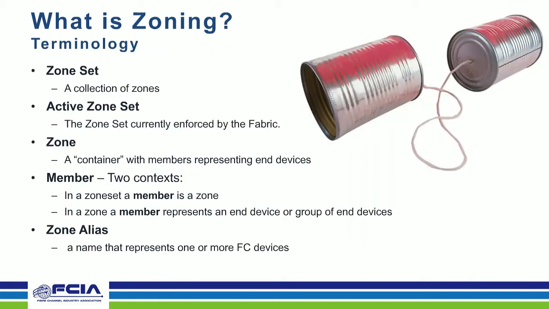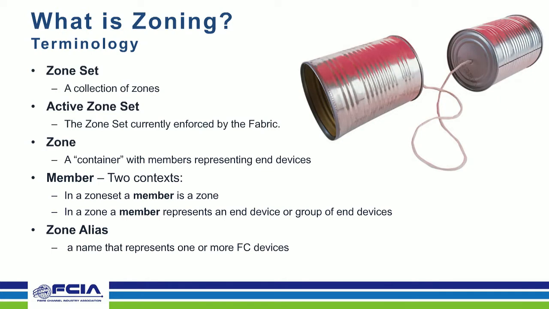So let's talk about terminology, because the terminology is a good level set to start out with. That way, when the terms come up later on in the presentation, everyone will have it. A zone set is a simple concept. It's just a collection of zones. An active zone set is the zone set currently enforced by the fabric. One key point is that there is only one active zone set at a time. There can be multiple zone sets, but only one can be active.